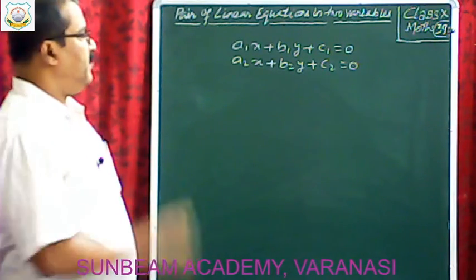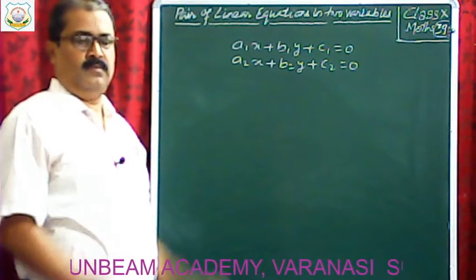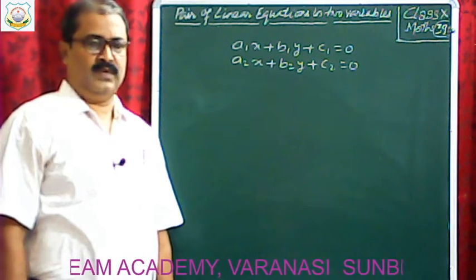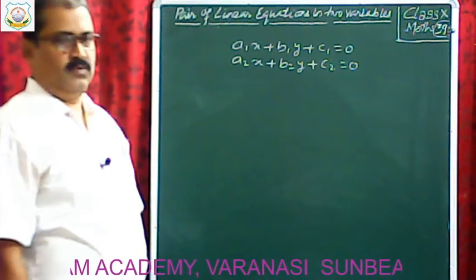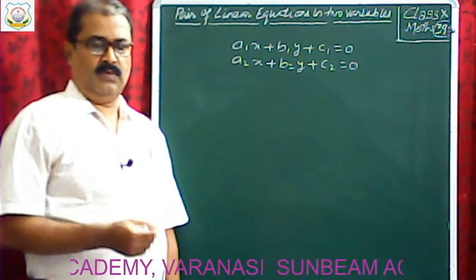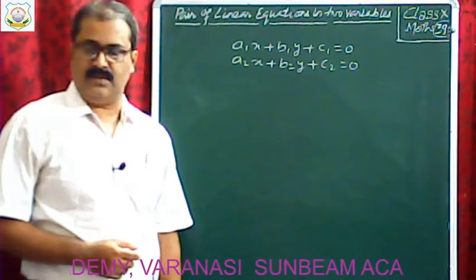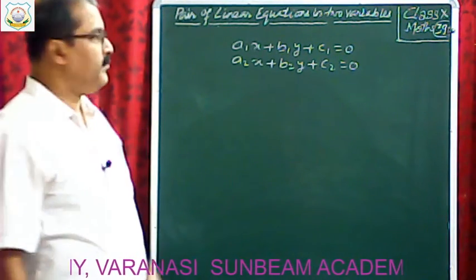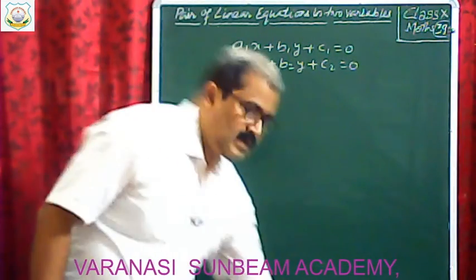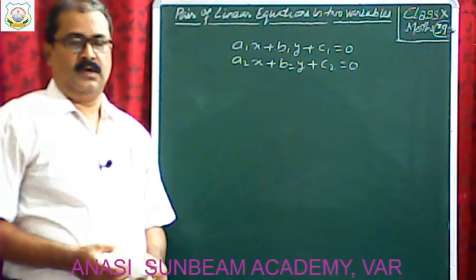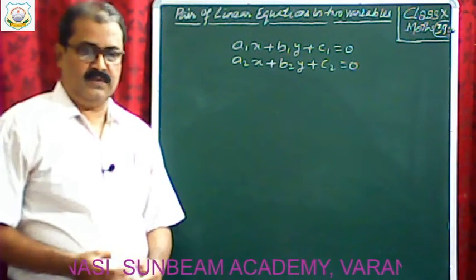Okay, a pair of equations is of the form a1x + b1y + c1 = 0 and a2x + b2y + c2 = 0, where a1, a2, b1, b2, c1, c2 are real numbers, known as linear equations in two variables. Okay, so there are 5 methods to find the solutions of linear equations in two variables.